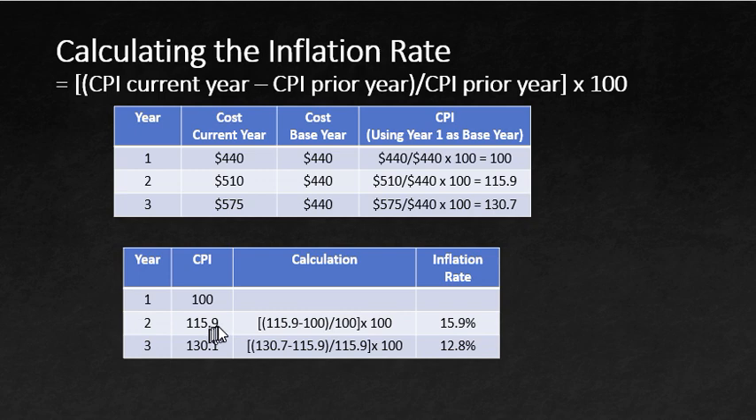So if we go from year 2 to year 3, we go from 115.9 to 130.7 as our CPI. So we're going to take 130.7, sorry, typo, minus 115.9, divide by 115.9, multiply by 100, and we would get 12.8%. So we just, again, take CPI current year minus CPI prior year, divide by CPI prior year, multiply it by 100 to calculate the inflation rate.